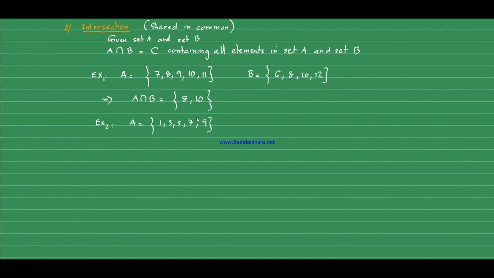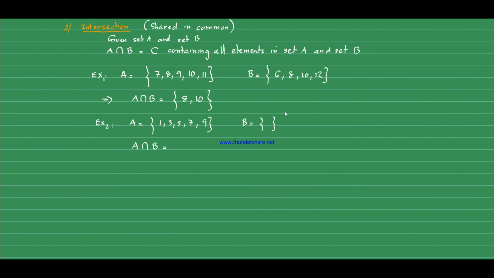Okay, and I have a set B, and my set B is an empty set, and I want to find the intersection between these two. So what do you think? I have set A like this, and I intersect with an empty set. Empty set means there's no element inside.